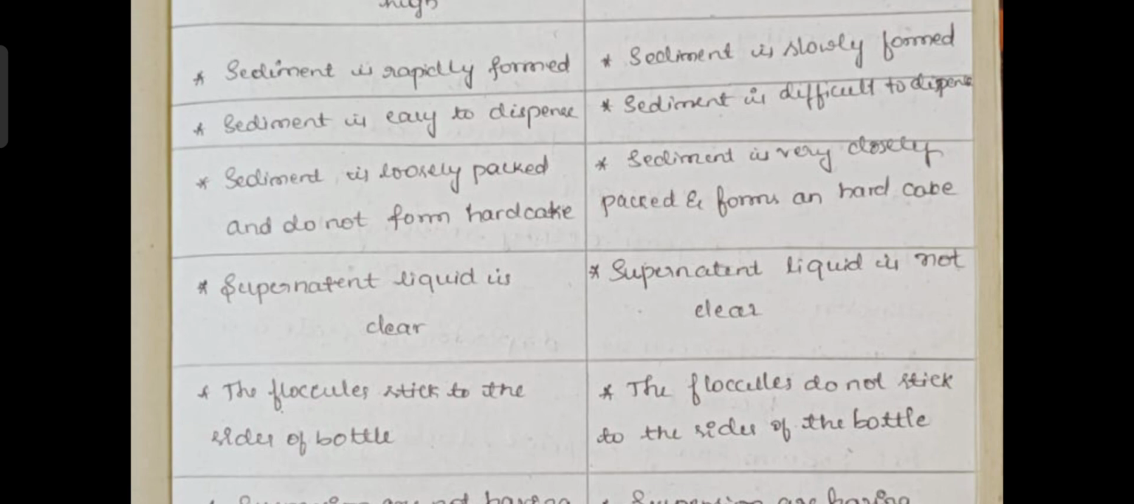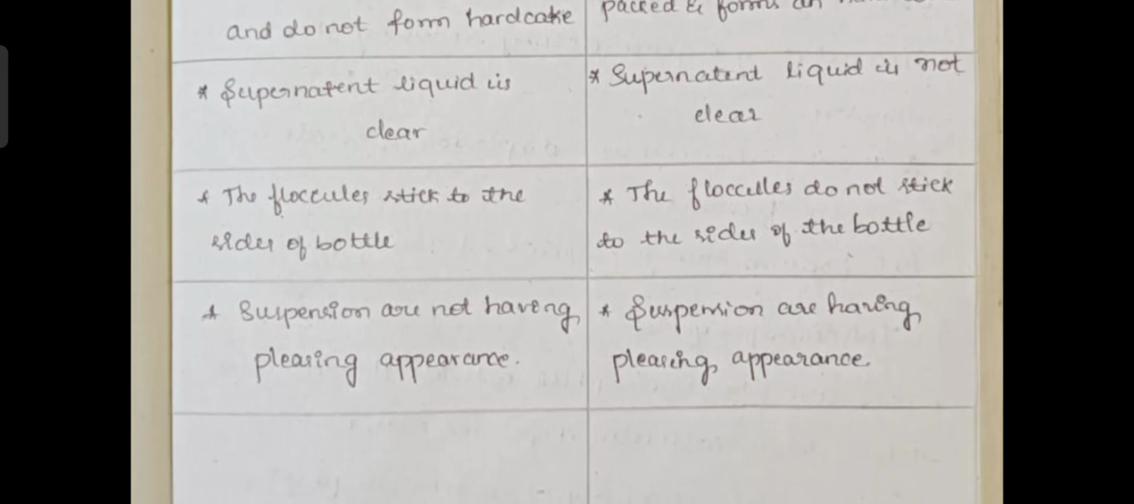Floccules stick to the sides of the bottle in case of flocculated. Network, I said network or chain, in that case it will adhere to the sides of the bottle. But in case of deflocculated, it will not adhere to the sides of the bottle. In case of flocculated, it will not have the pleasing appearance. In case of deflocculated, it will have the pleasing appearance. These points you can give for the difference between flocculated and deflocculated.